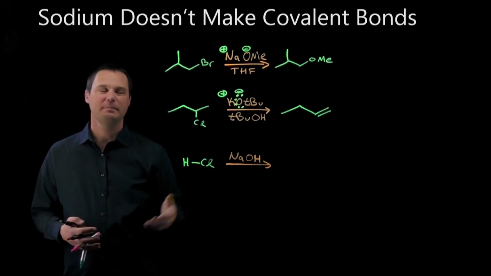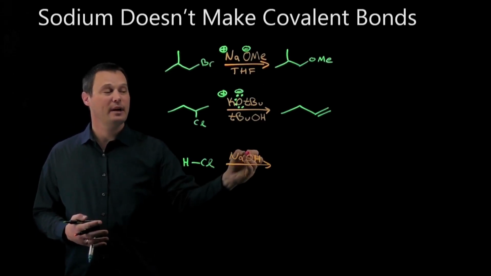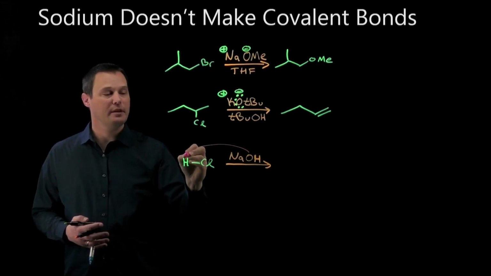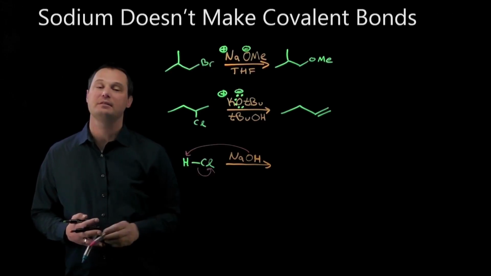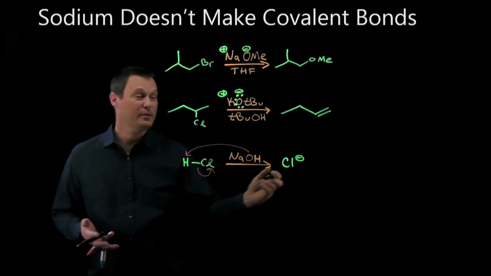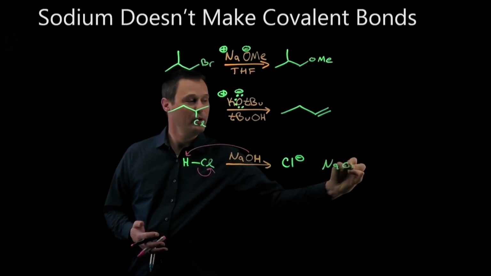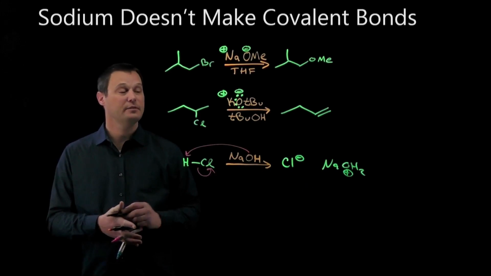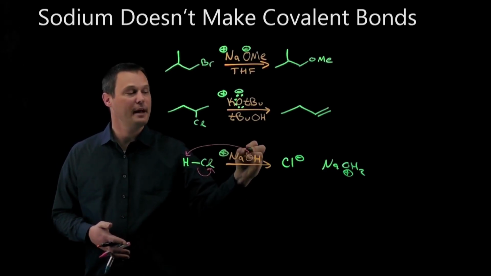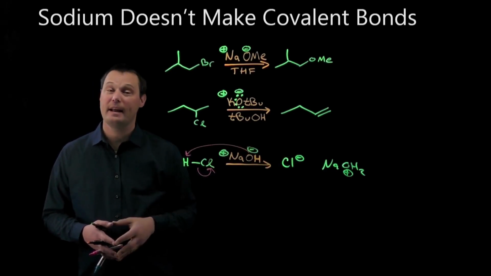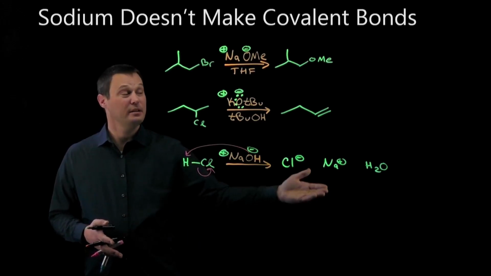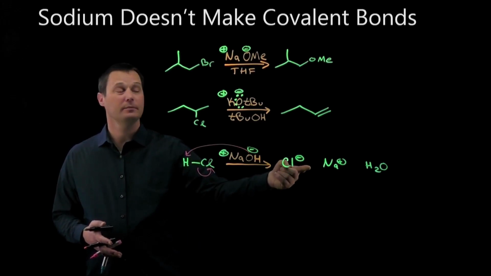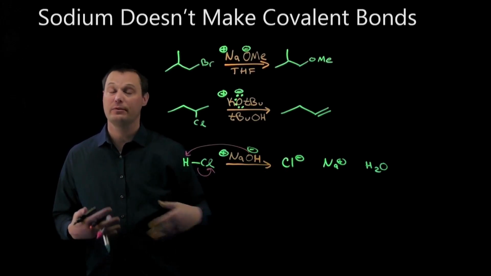make covalent bonds. Finally, in an acid-base reaction, if we use sodium hydroxide as our base, students will draw the arrows correctly. Sodium hydroxide attacks the acidic hydrogen, kicks out Cl-, and then for the conjugate acid, they'll draw NaOH₂+. Friends, sodium doesn't make covalent bonds. Sodium hydroxide is fully dissociated as sodium plus and oxygen minus. The conjugate acid is not NaOH₂+. The conjugate acid is water, and we have sodium cation, which can associate with Cl- anion to form NaCl.